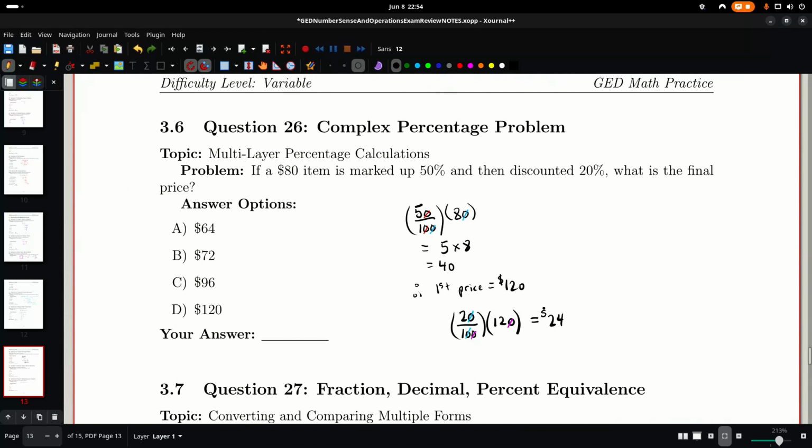So the total is just $120 minus $24, which gives us $96. So C is our answer for that one. I'll just write that over here. So that equals $96.